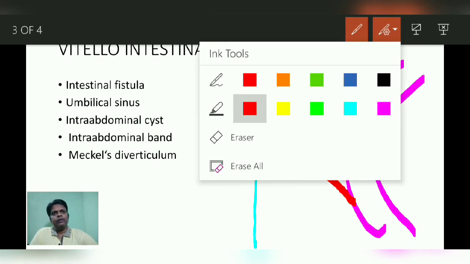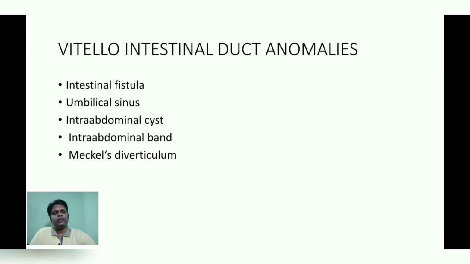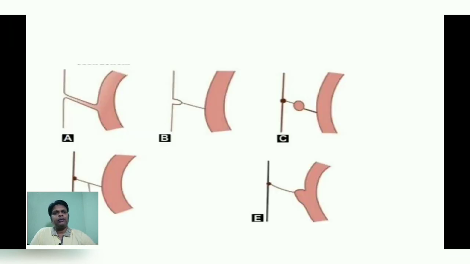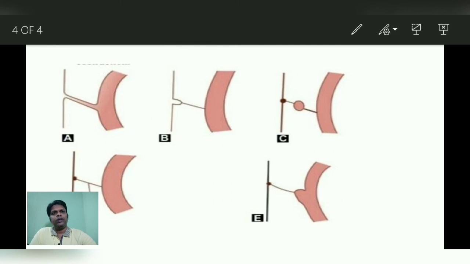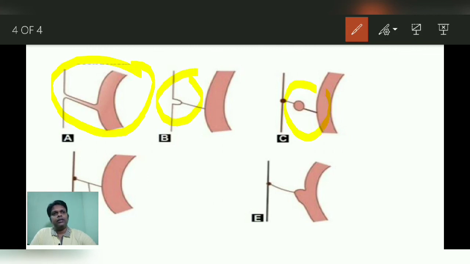So with that we'll go to the next slide. Okay, so the same anomalies, just what you saw in the previous picture. So this is intestinal fistula, and this is umbilical sinus, and this one is intra-abdominal cyst, and this one is the band, and this one is the Meckel's diverticulum.